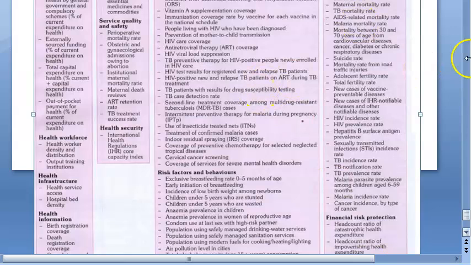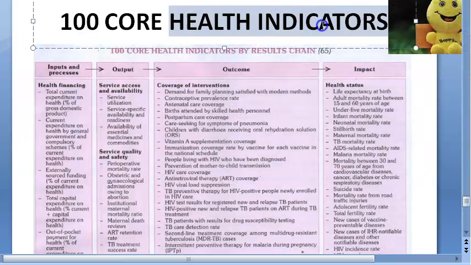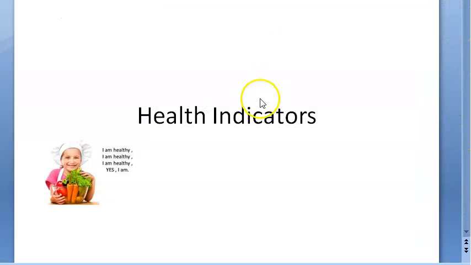If you want, you can look more at this. But basically, all these are coming under health indicators. Some 100 core. Can you say core? Core. 100 core health indicators. Okay, let's take a recap.